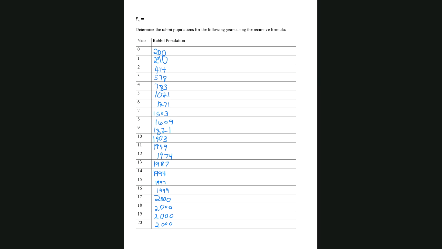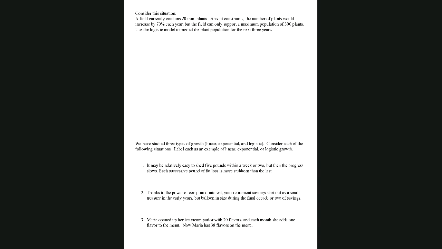All right, let's look at another situation. It says a field currently contains 20 mint plants. Absent constraints, the number of plants would increase by 70% each year. But the field can only support a maximum population of 300 plants. Use the logistic model to predict the plant population for the next 3 years.